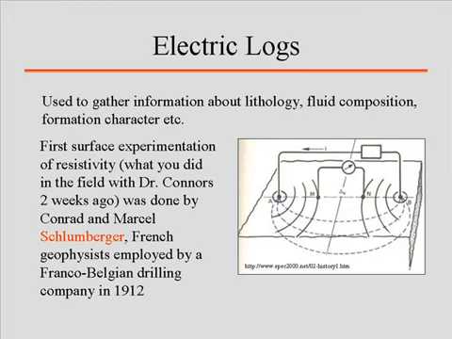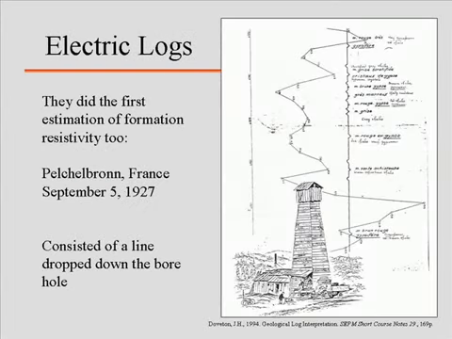So what Marcel and Conrad figured out was, why not take this into a vertical dimension? And what they did was, they came up with the first attempt to do this in a vertical nature, and they did it in 1927. All right? This is a celebrated day. What they did here was, they basically took those resistivity things and put it on the end of a line and dropped it down the bottom of a hole.